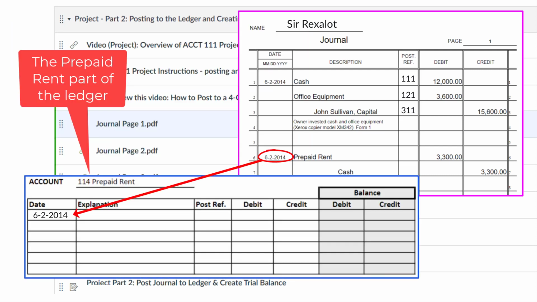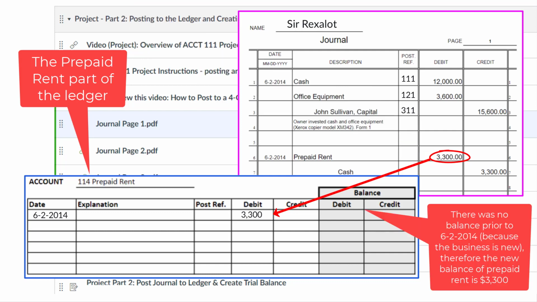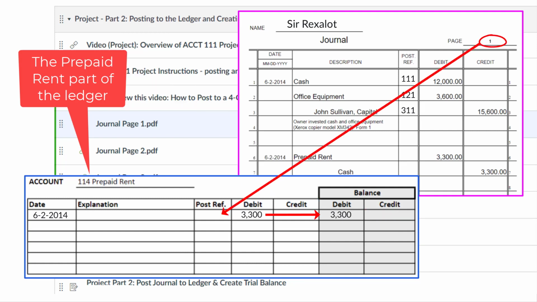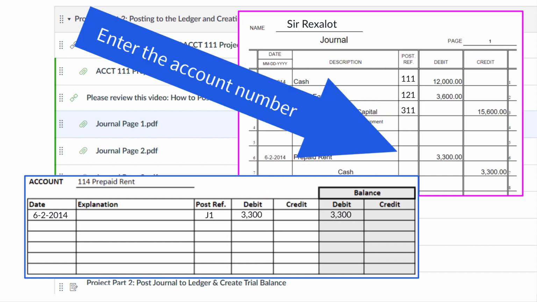And then I'm going to transfer the date over, which is also 6/2/2014. And notice in the journal, the debit was $3,300. We had no previous balance in prepaid rent, so the balance is also $3,300. And then post reference in the ledger is going to be J1 for journal page 1. And then we go over to the journal and we write in the account number, which is 114, in the post reference column.